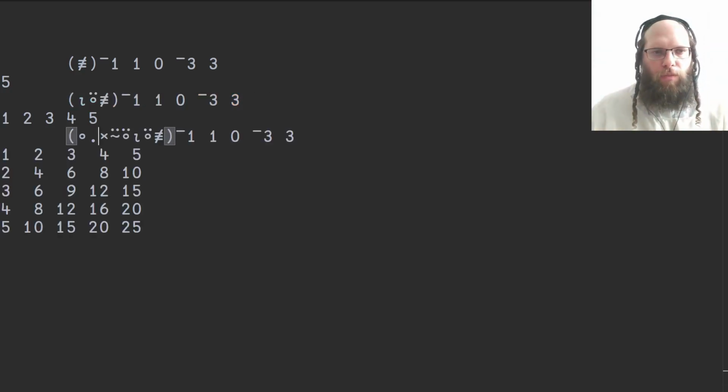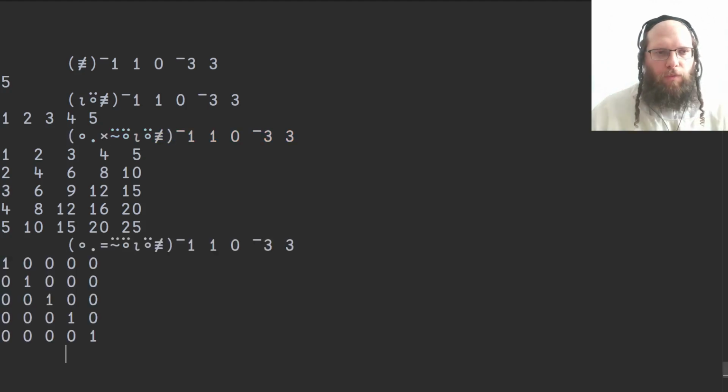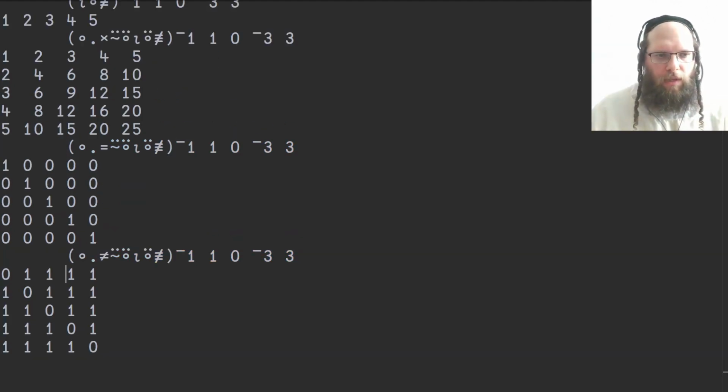Instead of using multiplication, we can now use any function. So if we use equality, we get 1s down the diagonal. And if we use unequality, then we get 0s down the diagonal. And that gives us our masks.